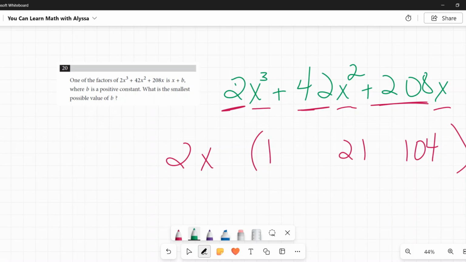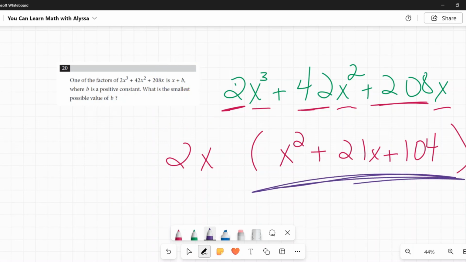All right, so 2x comes out, and it leaves behind an x squared here. Make sure that's our positive there. An x here, and then nothing on the end. Okay, and I don't really need that invisible one. I'm going to remove it. So I've got 2x times x squared plus 21x plus 104. Now, they are not looking for this 2x because they're saying one of the factors is x plus b. That means we have to factor that quadratic.